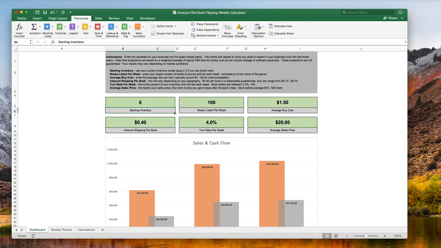So what we've set up is you can put your starting inventory. So if you're just starting out, that's 0. If you've already got a business and you've got 500 books in inventory or 1,000, go ahead and plug your variables in to get a realistic expectation of what's possible.